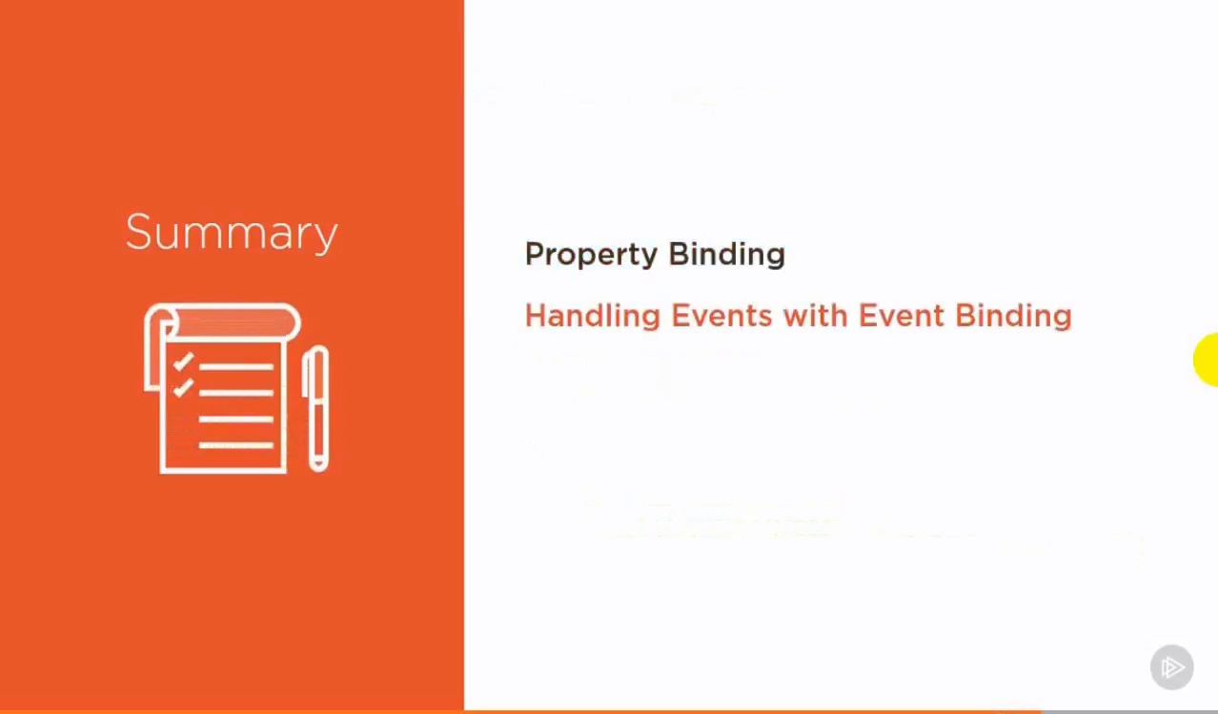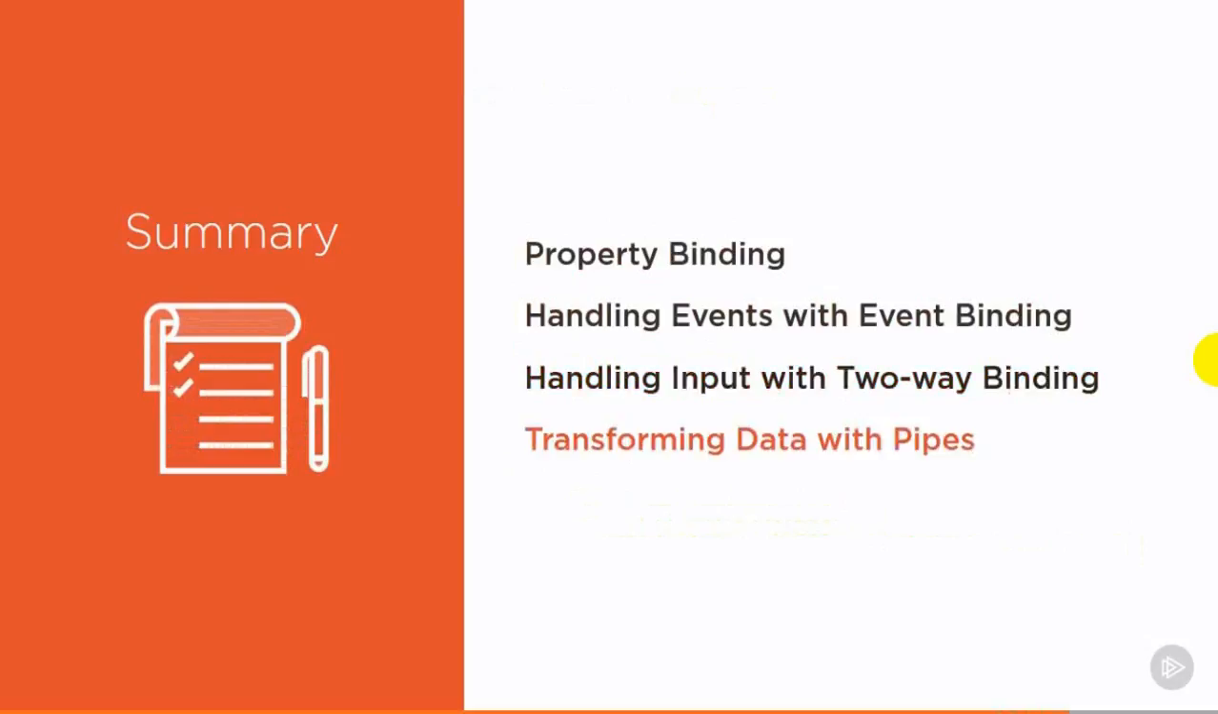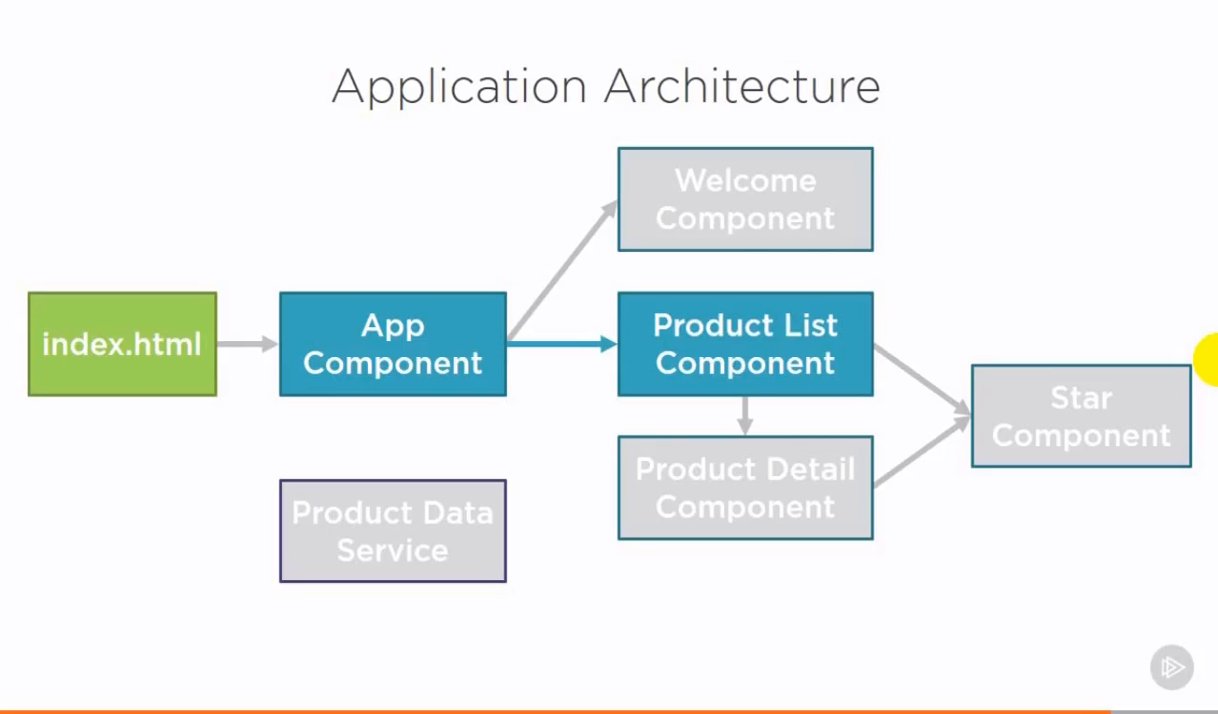This module covered data binding and pipes. We looked at property binding, event binding, and two-way binding. Lastly, we discovered how to transform bound data to a more user-friendly format using built-in pipes. And here, once again, is our application architecture. In this module, we finished more of the product list component, but it could be better. Next up, we'll see several techniques for improving our component.